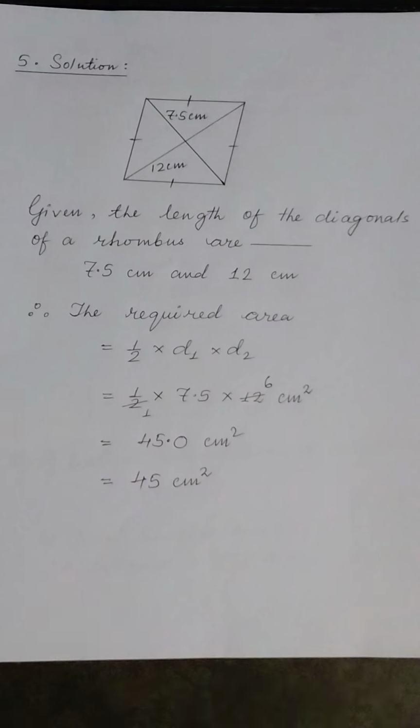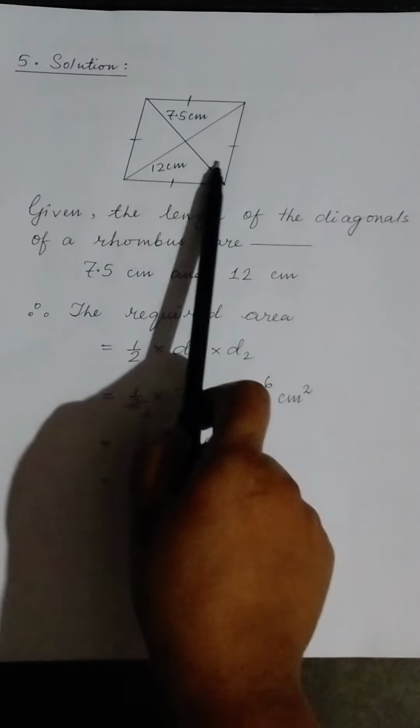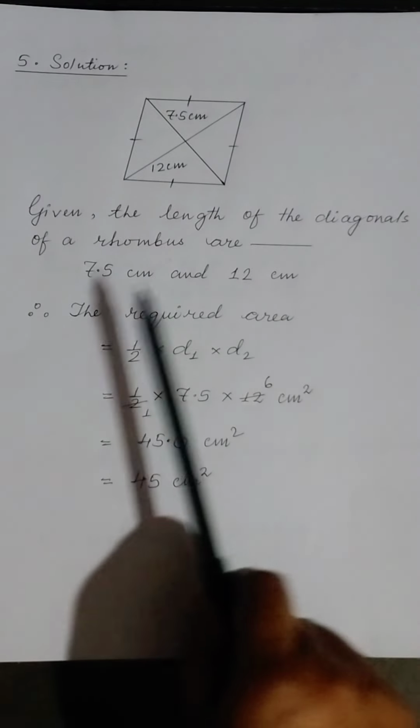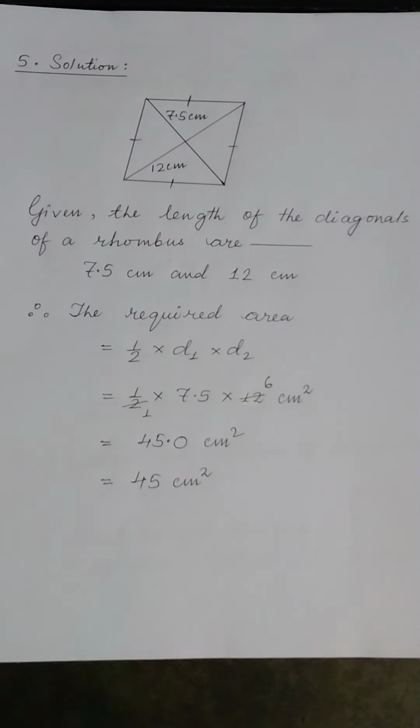Okay, now see. Question number 5 is, the length of the diagonals of a rhombus are given to you. Given, this is the figure. This figure is not given in the book. I have drawn it. If you want, you can draw. If you don't draw also, no harm, because figure is not asked to draw. Plus, it is not given in the question also. I have drawn to make you understand more clearly. So, given the length of the diagonals of a rhombus are 7.5 centimeter and 12 centimeter.